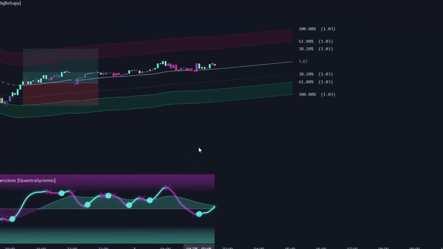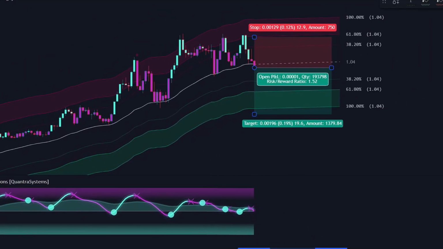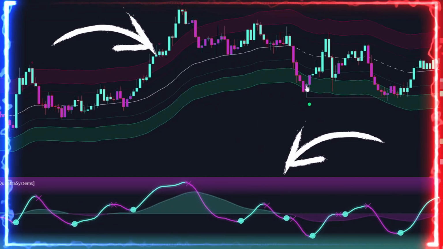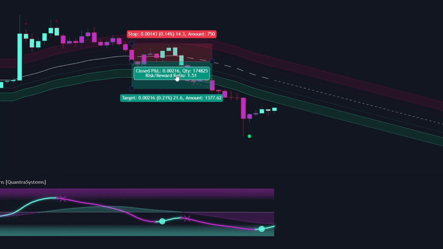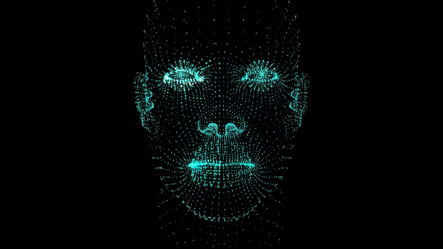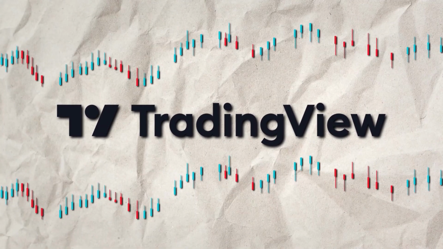This scalping trading strategy has the capability to double your account size, and it is so easy to learn. It combines two powerful indicators on TradingView, and the buy and sell signals that we get from them have an accuracy of at least 70%. Let's get started. I'm going to be using TradingView to explain this strategy.